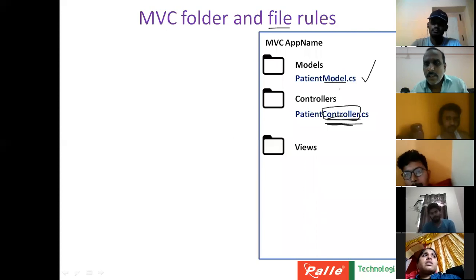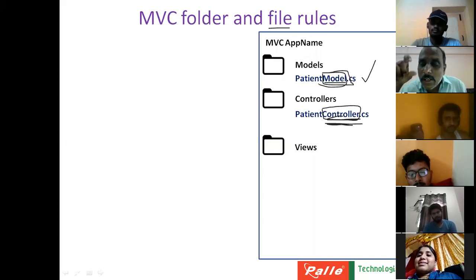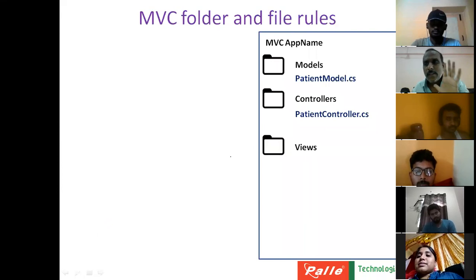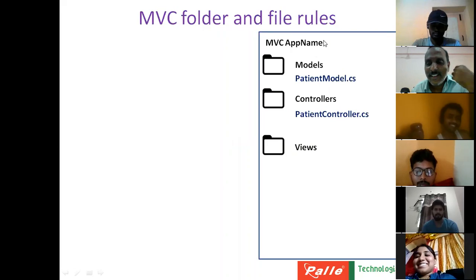Very much important. Having Model as suffix is not compulsory, but having Controller as a suffix is compulsory. Don't ask me why, because it is a rule. We cannot elaborate and talk about the rules. When I say it is a rule, you have to follow it, that's all. If you don't follow, what will happen? Very simple, you will get an error, that's all.